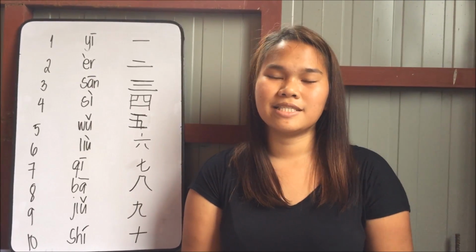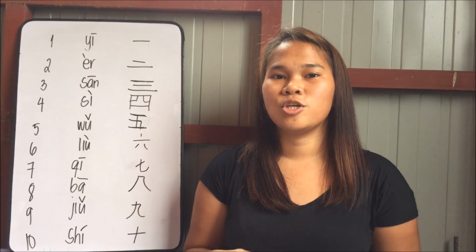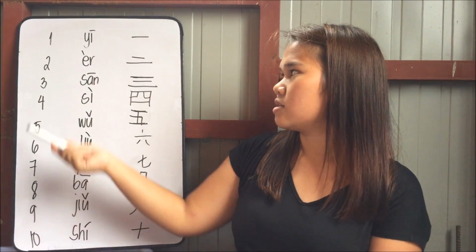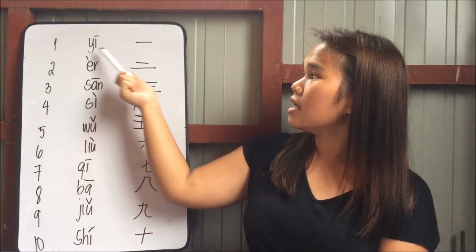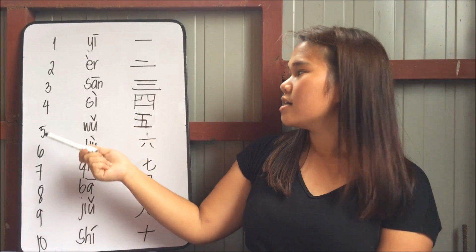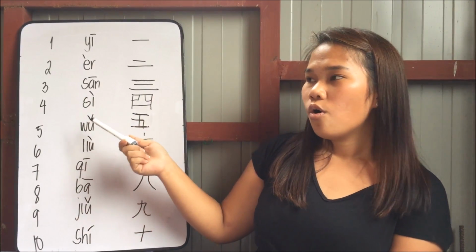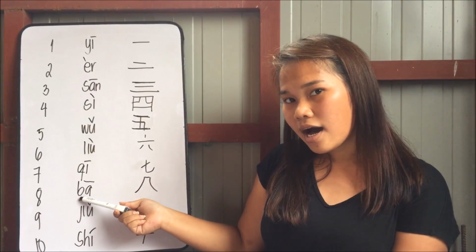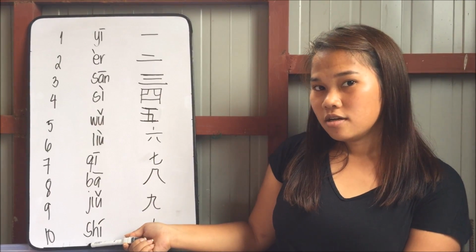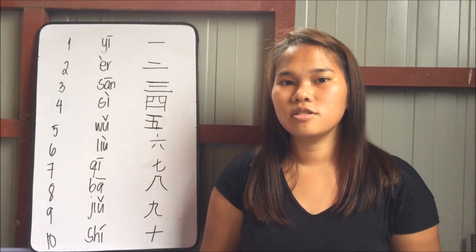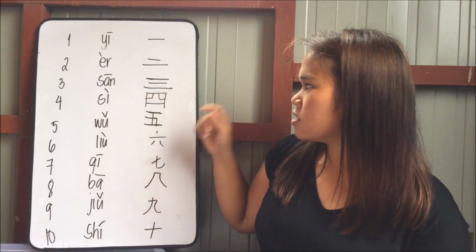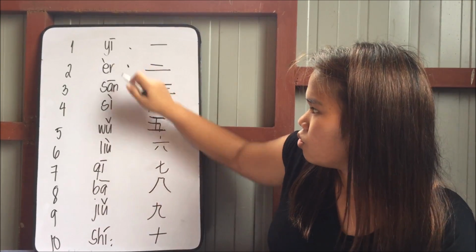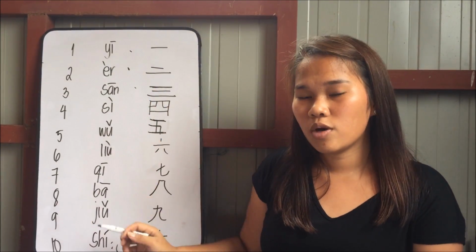As we go to more complex sentences and words, let us first go to numbers. We have here 1 to 10, so let us read it aloud. Yi, er, san, si, wu, liu, qi, ba, jiu, shi. For you to count 11 to 20, you just have to combine the 10 and the 1, the 10 and the 2, the 10 and the 3.